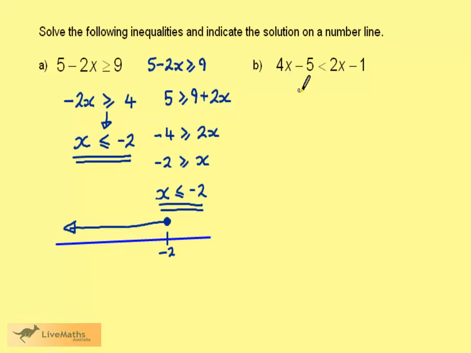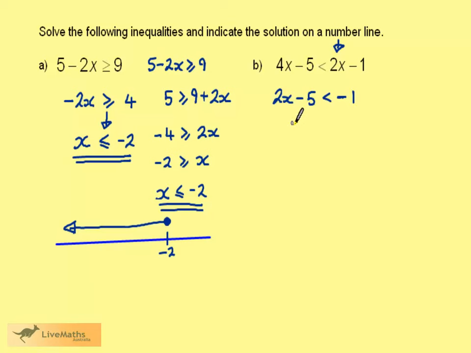Now consider 4x minus 5 is less than 2x minus 1. The smaller number of x's is 2x. Subtract 2x from both sides. On the left we'll now have 2x minus 5 since we've removed 2 x's, and on the right we just have minus 1. Now add 5 to both sides.